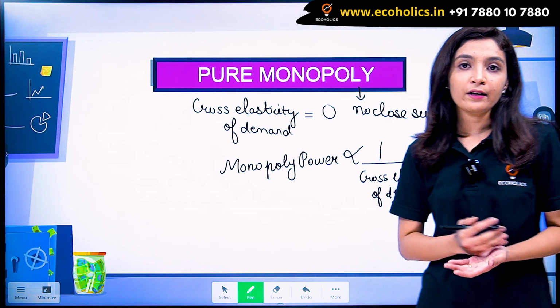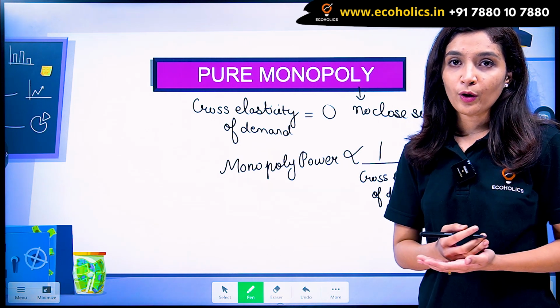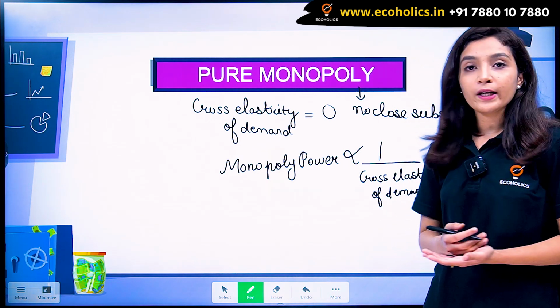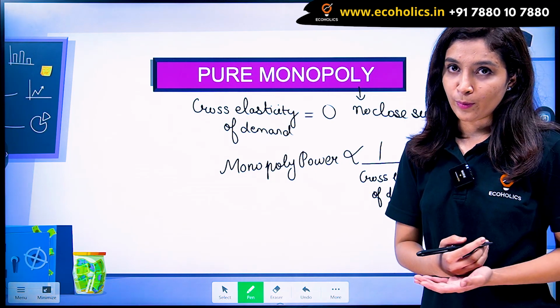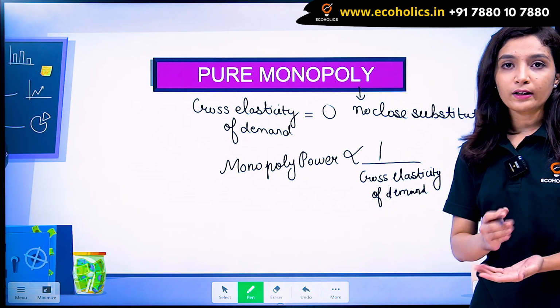So we have seen that the monopoly power is inversely related to cross elasticity of demand according to Triffin's, whereas in case of Lerner's index of monopoly power, the monopoly power was inversely related to price elasticity of demand. Now coming on to criticisms.